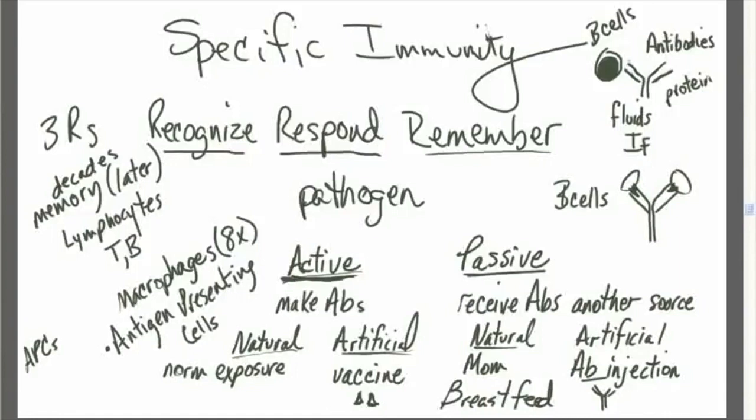Okay, now, when we talk about immunity, there are two basic categories. There is active immunity and passive immunity. Active and passive immunity. Look at the little picture up here at the top.